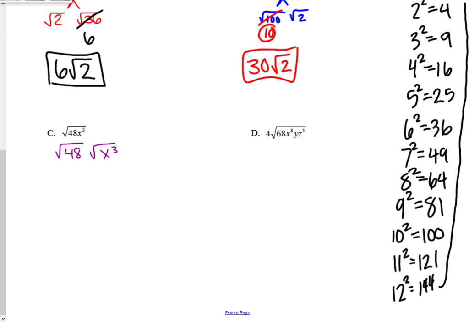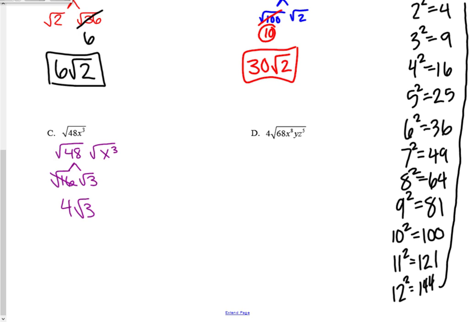So square root of 48, breaking that up, I'm looking for one of my perfect squares. I want to look for the biggest one I possibly can. So I know 16 will go in there. So 16 and 3. The square root of 16 is 4. So I have 4 root 3. But I can't forget about this x cubed over here.